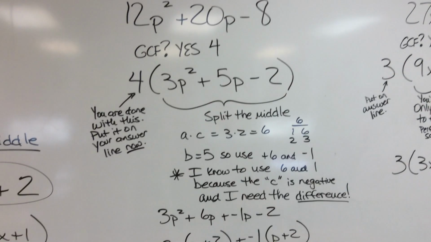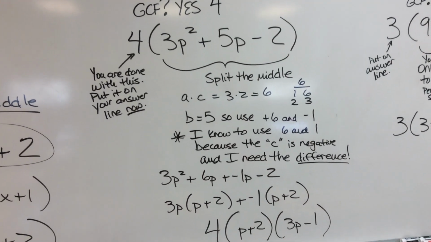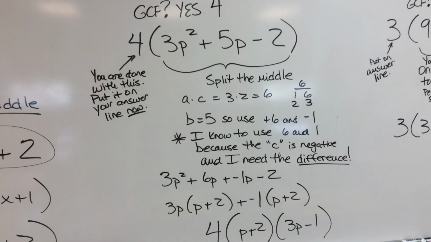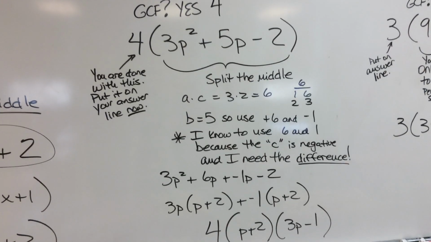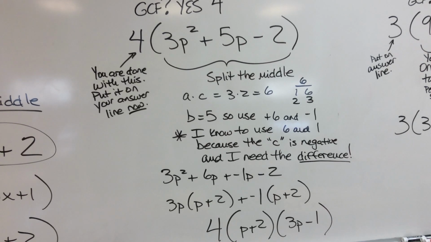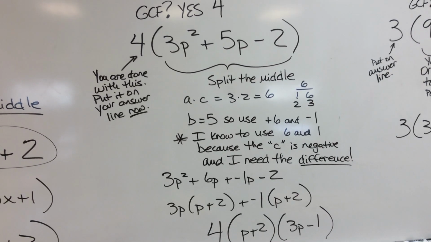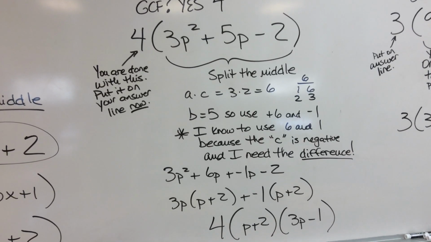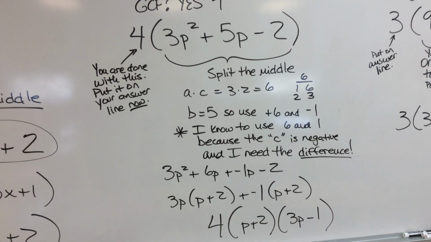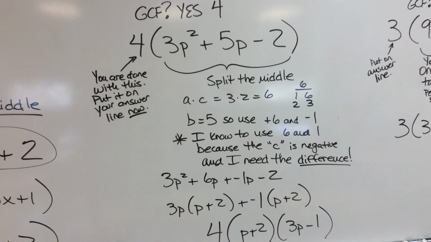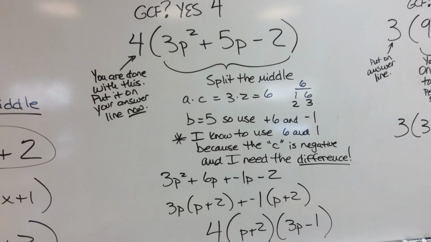So I'm going to use positive 6 and I'm going to use negative 1. You've got to watch your signs. You've got to see what your c is. My c is negative, which means my product is negative. I have to have one of each, a positive and a negative. So I split the middle, I rewrite. Notice the first term, 3p squared, stays the same. The last term, minus 2, stays the same. And that middle 5p becomes 6p plus negative 1p.